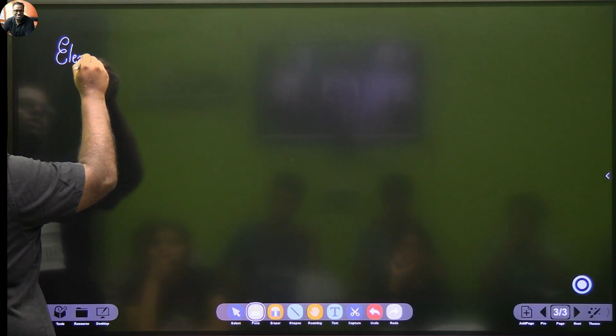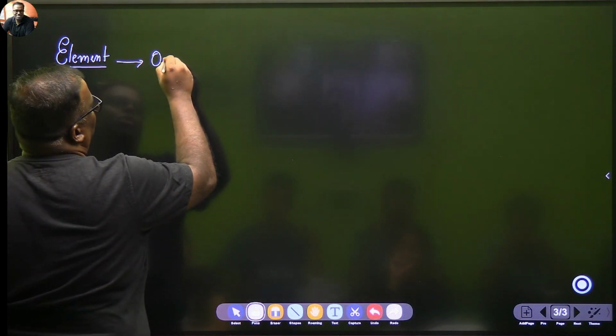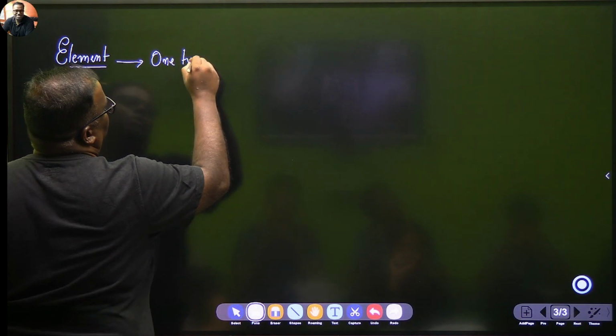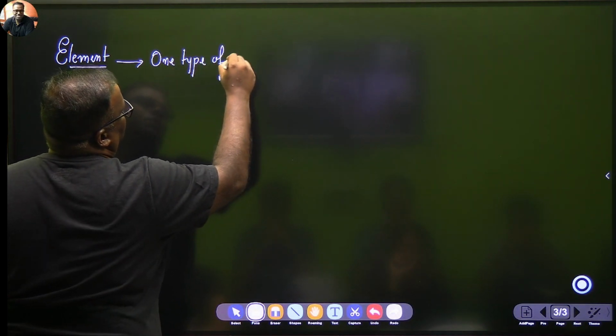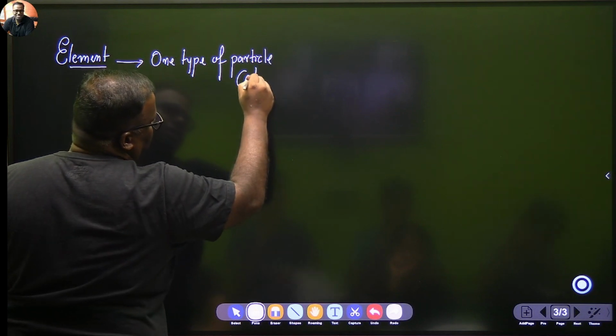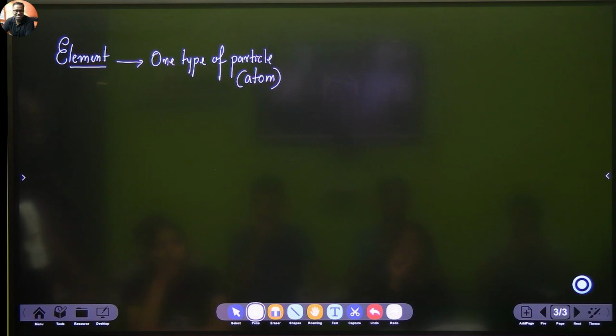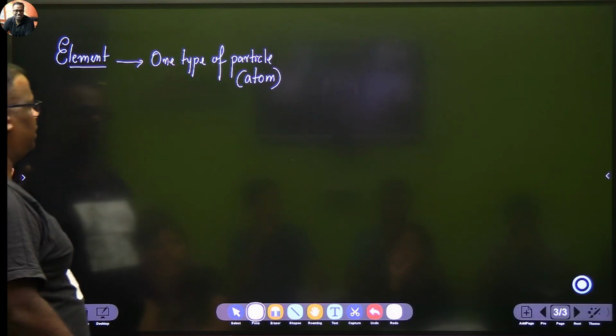So far what I've understood is that if I have an element, it is made of one type of particle, and that particle, to my understanding so far, is only an atom. Have you understood? अब इसके साथ थोड़ा गेम खेलते हैं.